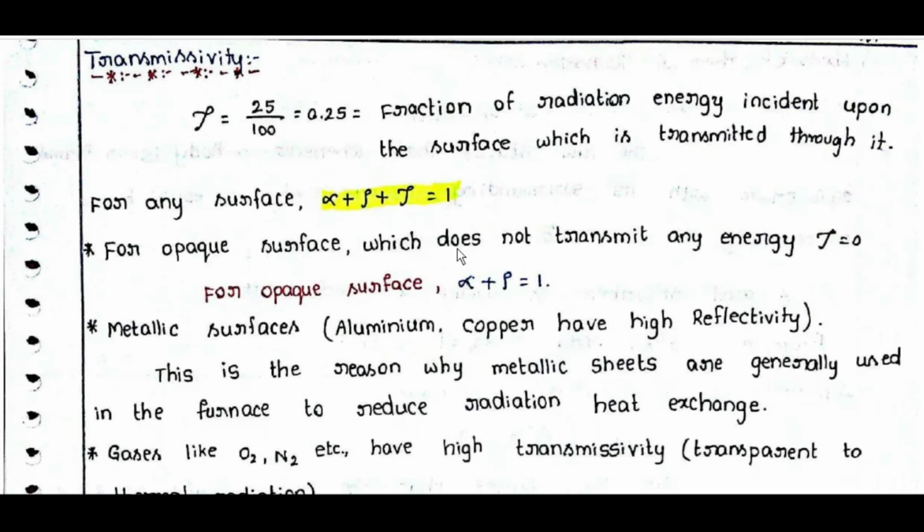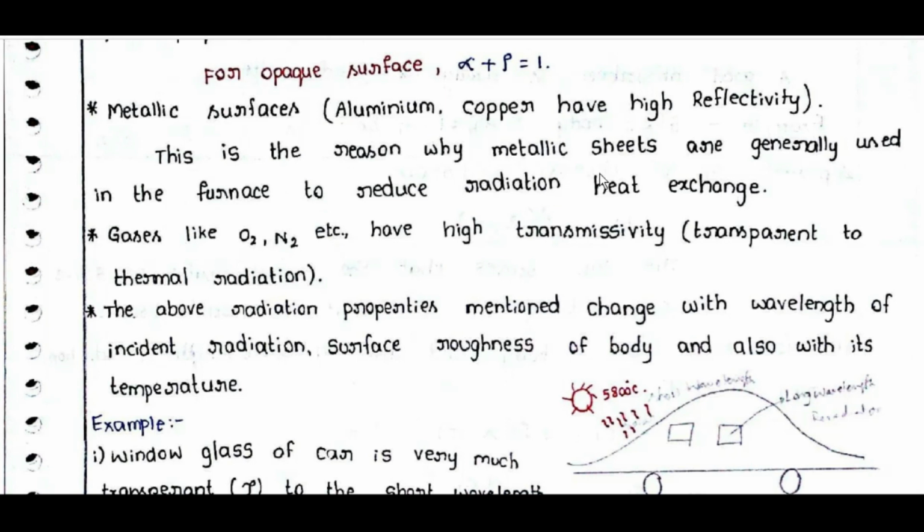For an opaque surface, which does not transmit any energy, tau is equal to 0. For an opaque surface, alpha plus rho is equal to 1. Metallic surfaces like aluminum and copper have high reflectivity. This is the reason why metallic sheets are generally used in furnaces to reduce radiation heat exchange.